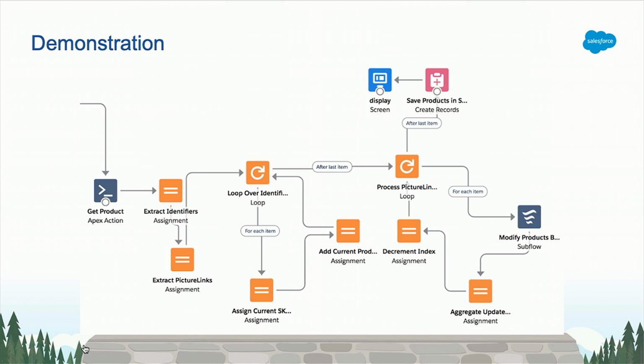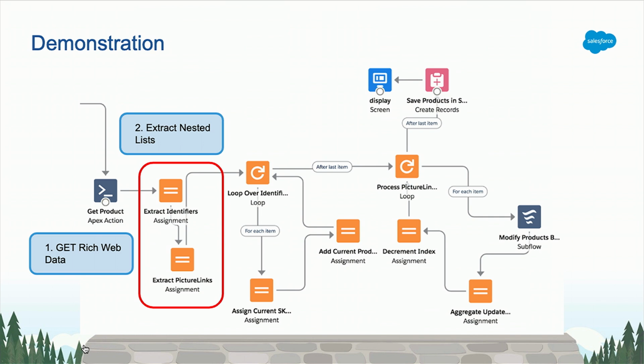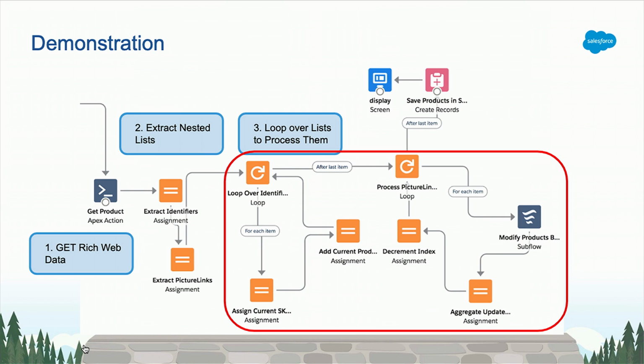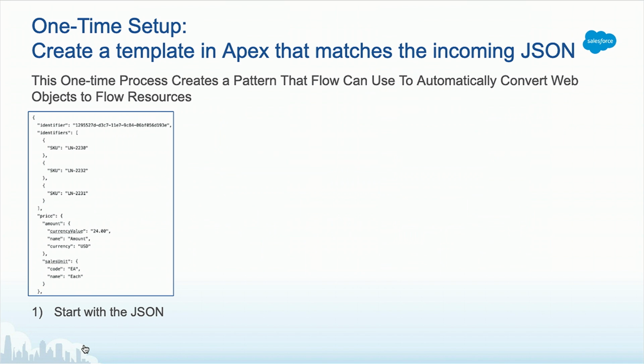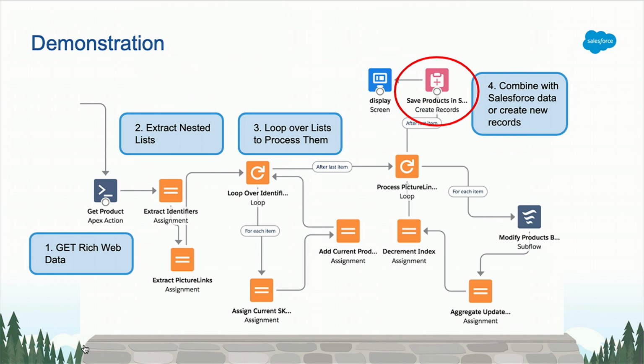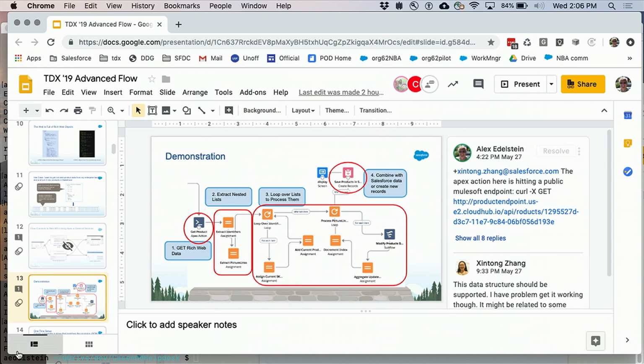I'm going to quickly get the JSON data from the web, hit that API call, and then extract some of the nested arrays that are inside that JSON so that I can work with them in Flow. Then I'm going to loop over all that data to assemble some product records. And finally, I'm going to do one single database transaction to commit it all. And so let me go show you.